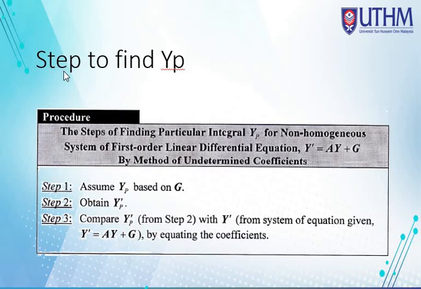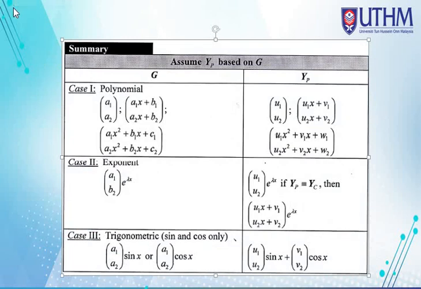This is the step to find the yp, the particular integral. The first step is to assume the yp based on g. This is the table of assumptions for g. In case 1, polynomial, if the g component is a polynomial, either this one or this one, you will get the yp as either this one or this one, based on the g component. The second case is the exponent. If you have an exponent case like this, your yp will be like this. If yp is the same as yc, then you have to multiply with x. So u1 x plus v1. This is how you assume the yp.